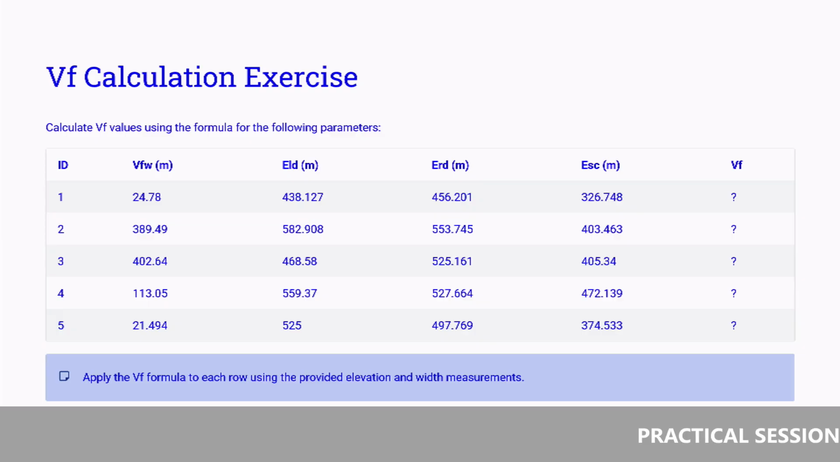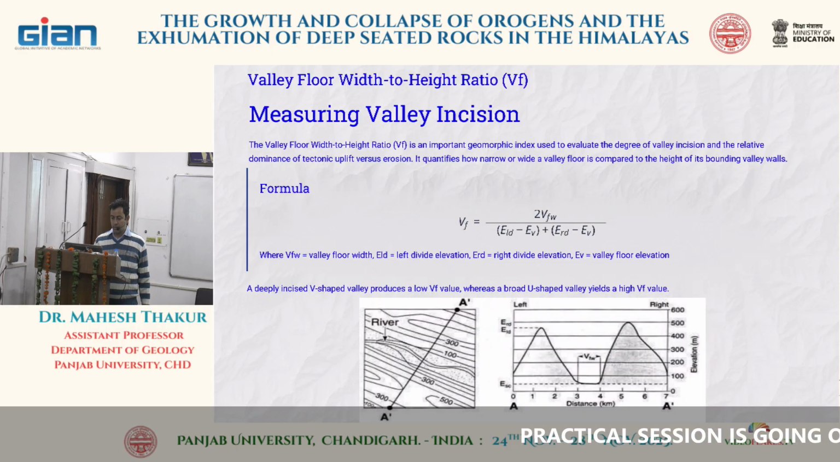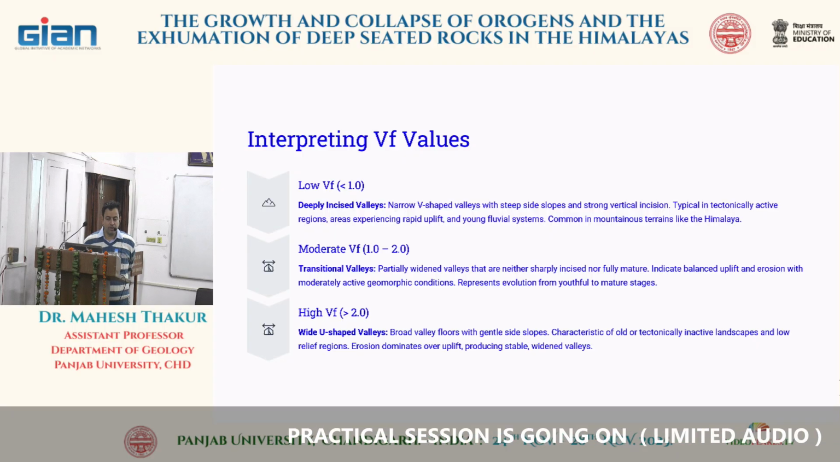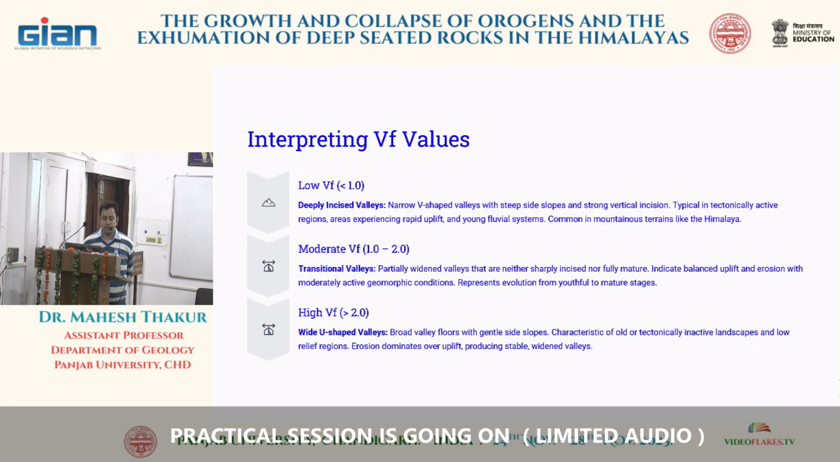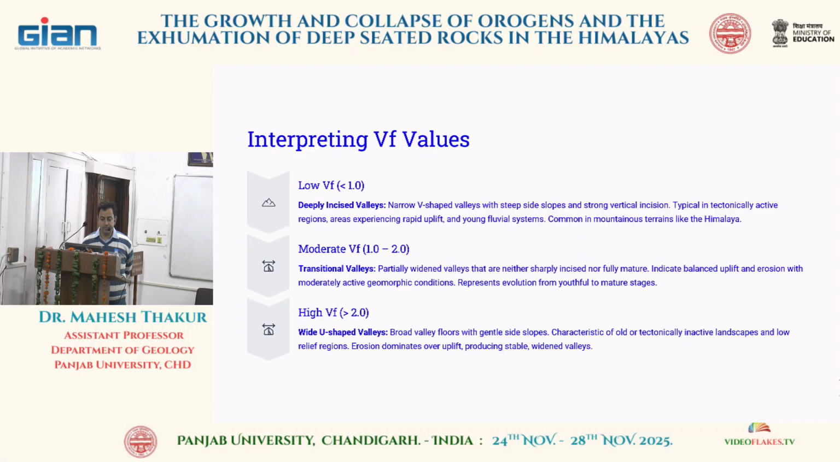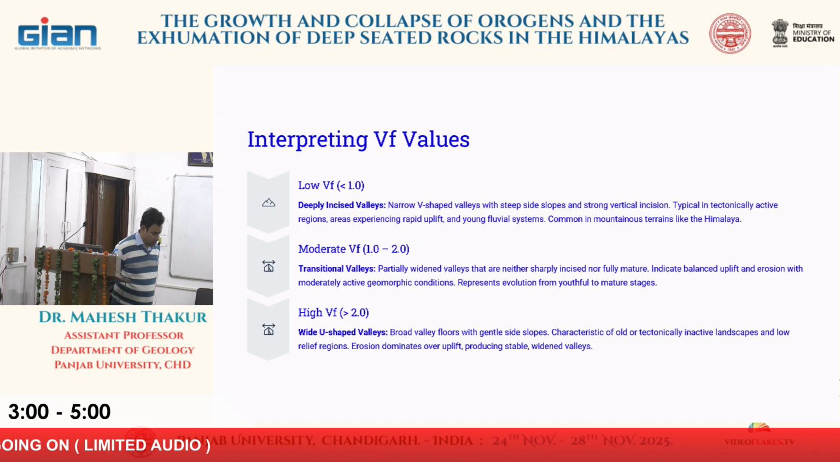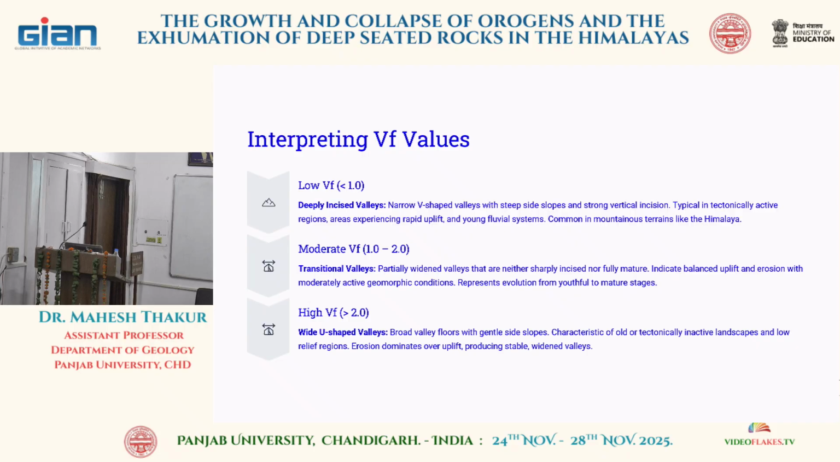So once you do the calculation, you can use this table. If the VF value is less than 1, that means it is a deeply incised valley. If the value is between 1 and 2, it's mature. If it is more than 2, then it is a wide U-shaped valley. So you can use this interpretation table to classify your valleys.